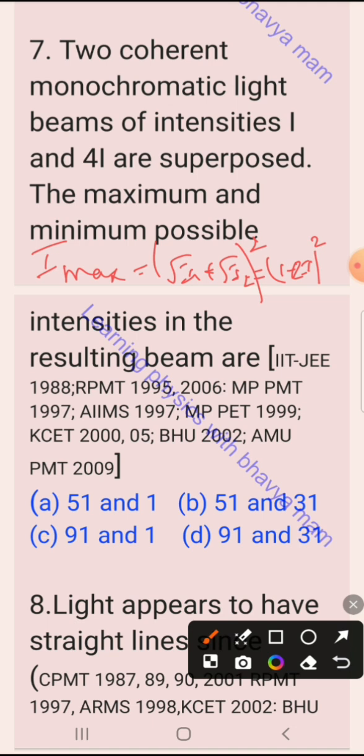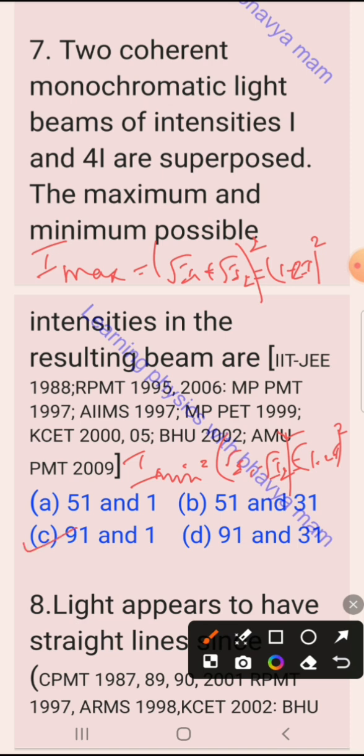So how to calculate minimum? I minimum can be written as square root of I1 minus square root of I2 whole square. So square root of I1 we already know is root I. 1 square root is 1, 4 square root is 2, so square root of 4I is 2 root I. So root I minus 2 root I is minus root I, and minus root I square is I. So it is I, right? Therefore option C.